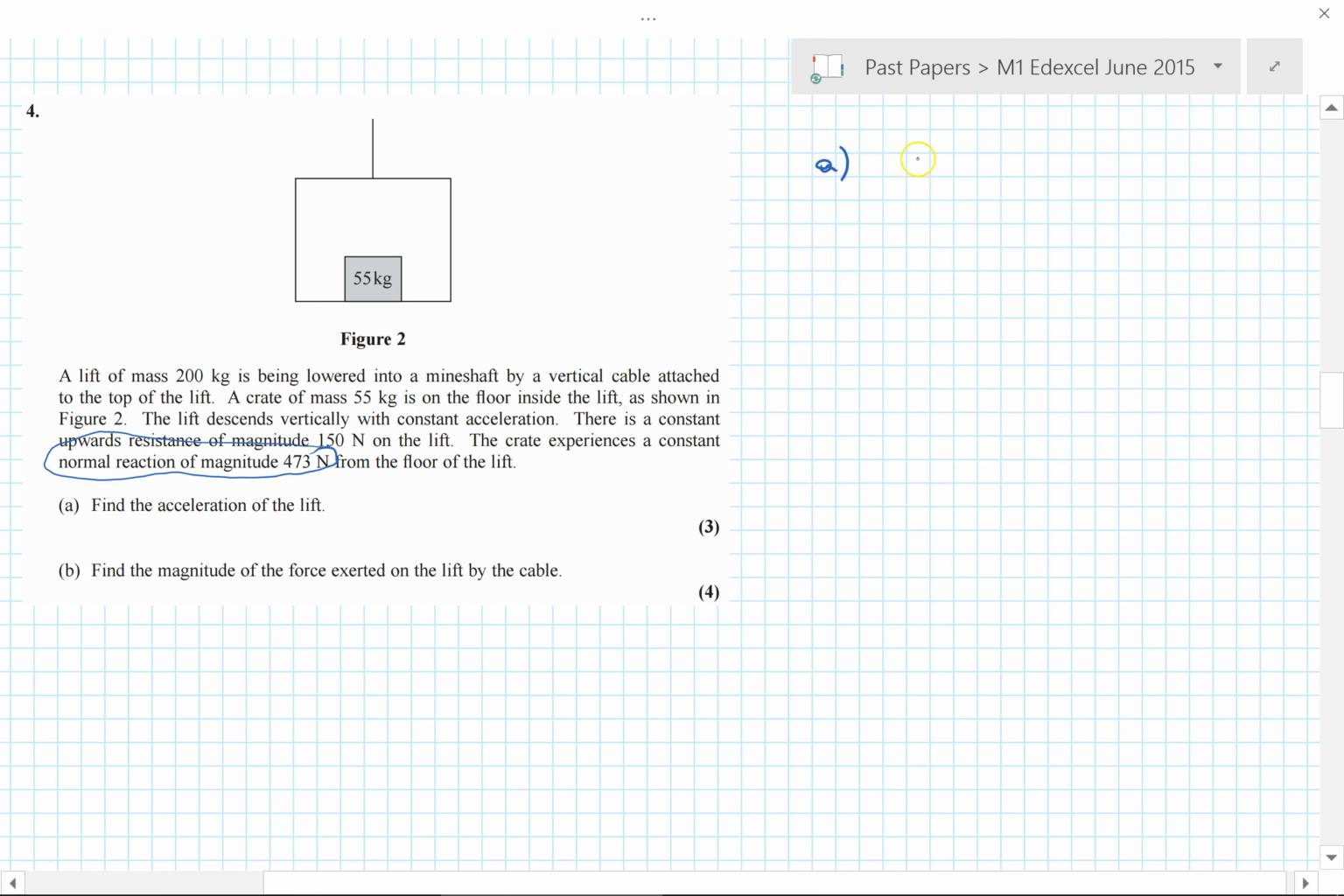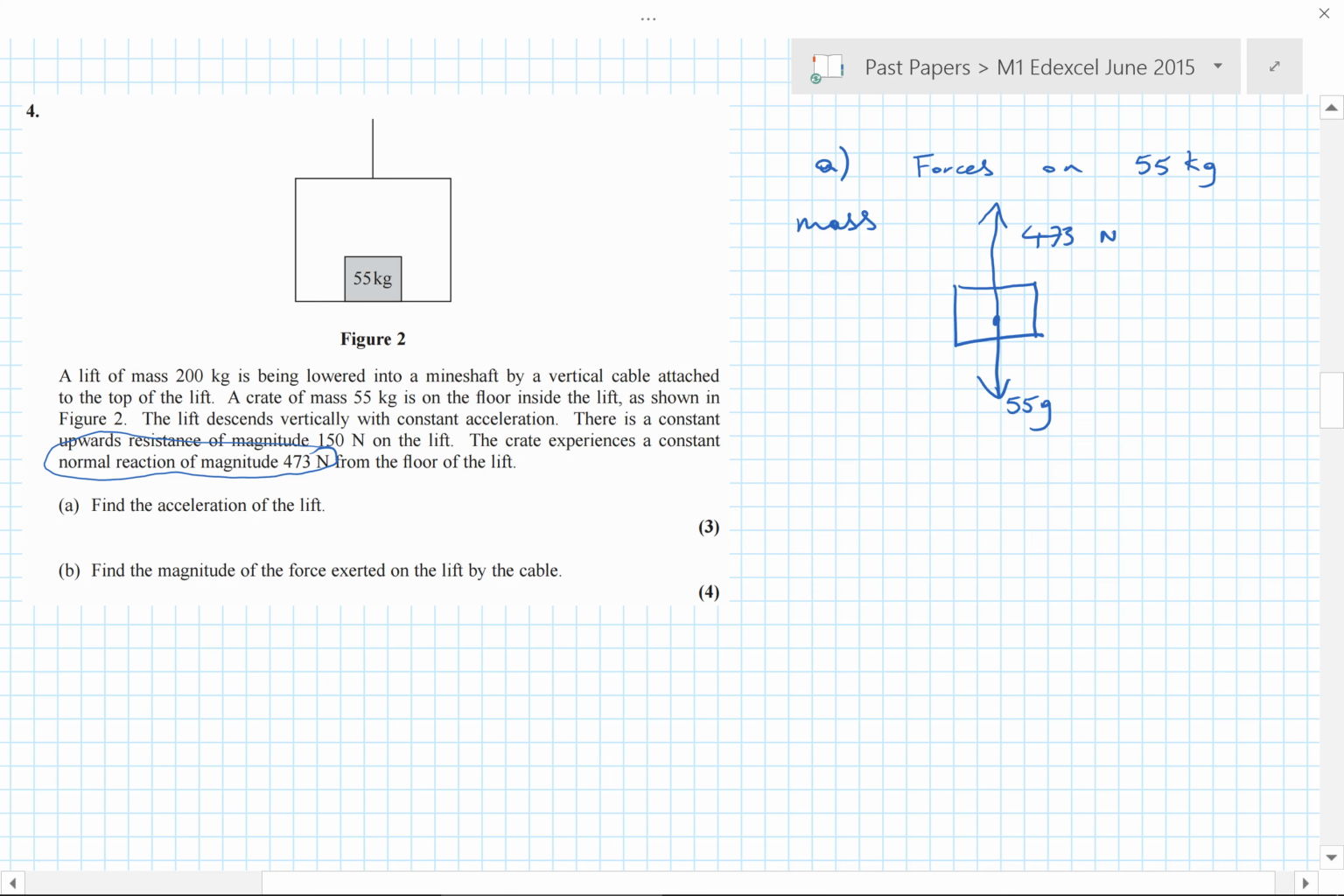So we don't have to worry about the air resistance bit and all the forces on the lift as a whole. If we look at forces, let's do a little diagram. Forces on 55 kilogram mass. Okay. What we've got is its weight, which is 55G, and the reaction force pushing up on it. Let's call it R, or we wouldn't have to call it R because we don't know what it is. 473 newtons.